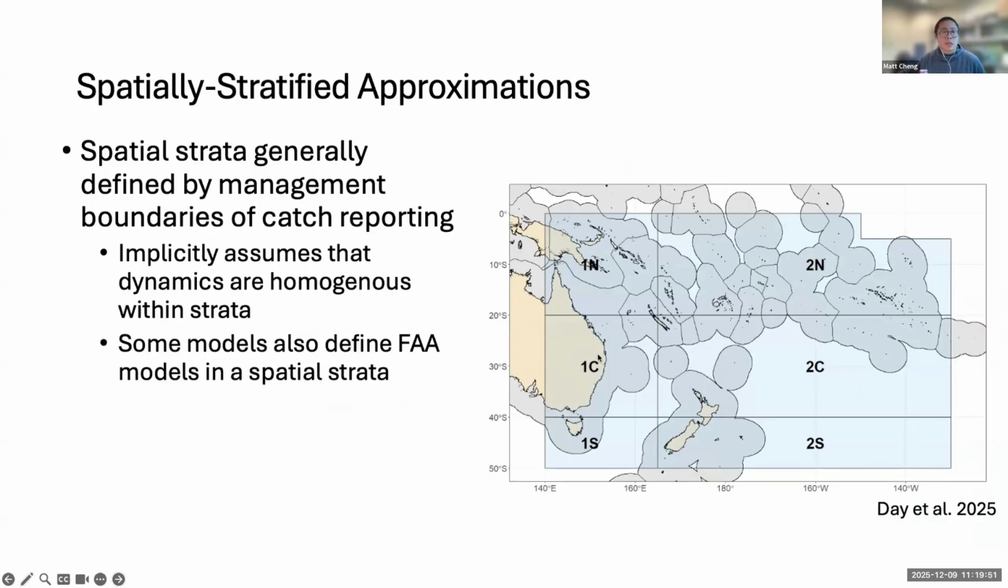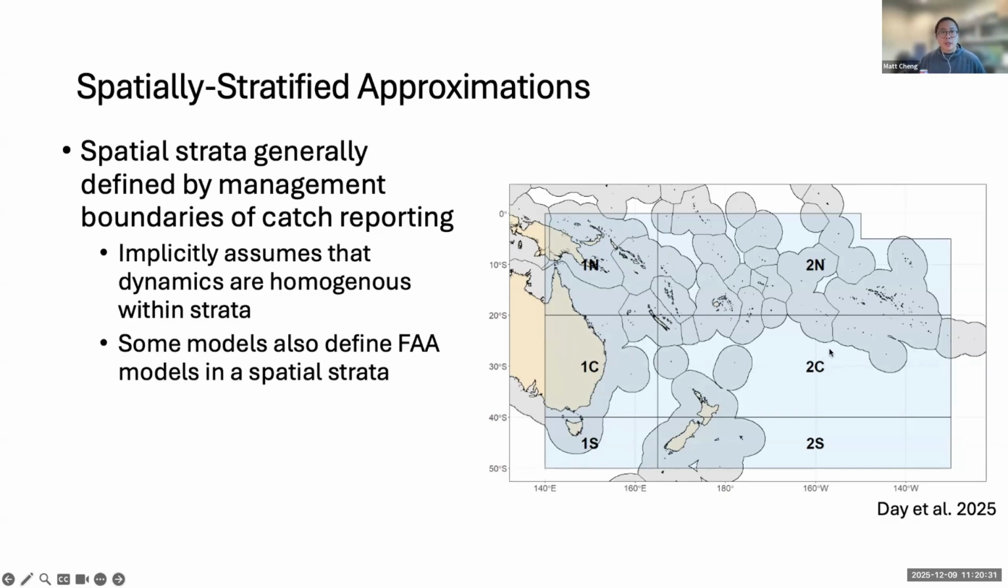There are also some models that uniquely define what I'll call a hybrid model, where there's a large box spatial strata defined, but then within that strata they'll additionally define a fleets-as-areas approach as well. So in this example, essentially 1N, 1C, and 1S is considered a single spatial strata, and then the N, C, and S are separate fleets within that strata. Perhaps for some of our next-gen models, that might be a feature we might think about incorporating.